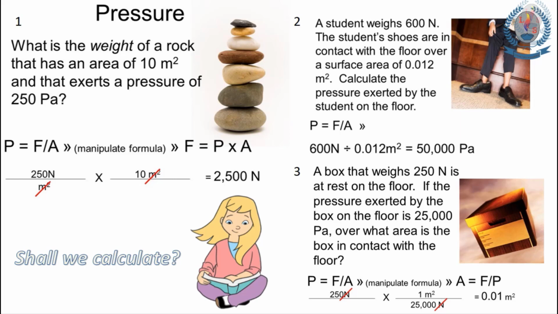Okay, go to the third one. A box that weighs 250 Newton is at rest on the floor. If the pressure exerted by the box on the floor is 25,000 Pascal, over what area is the box in contact with the floor? The sum we have is P equals F over A. Okay, you have given the weight and you have given the pressure. The thing you need to find is area.